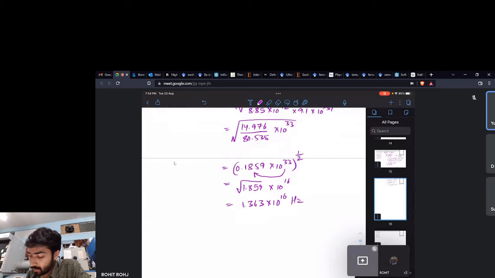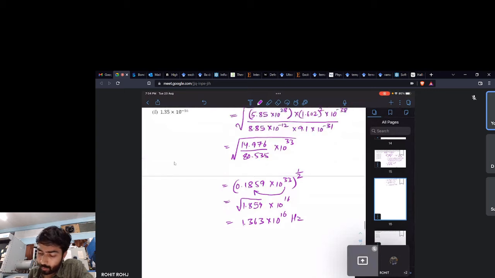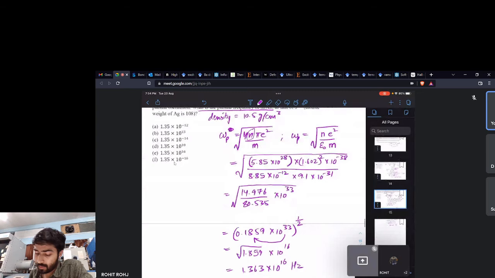So this one can easily be found, and the correct option would be 1.35, very close to the solved answer. 1.35 into 10 to the power 16. This would be the plasma frequency for silver.